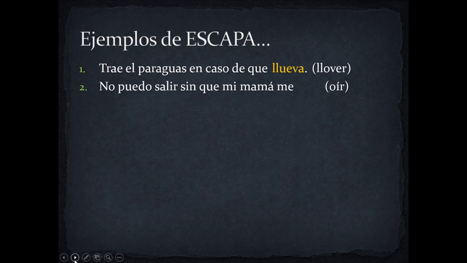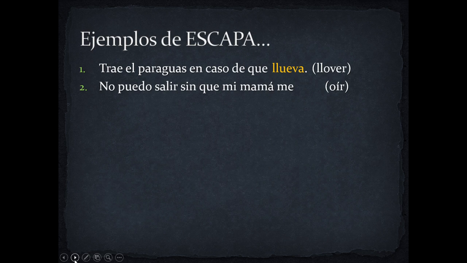Número 2. No puedo salir sin que mi mamá me blank. Now, what is the S of ESCAPA? It's sin que. What did that expression mean? Without. So what are we saying here? No puedo salir. I am not able or I can't go out without my mom something me. Well, oír means to hear. So I can't go out or I can't leave without my mom hearing me.